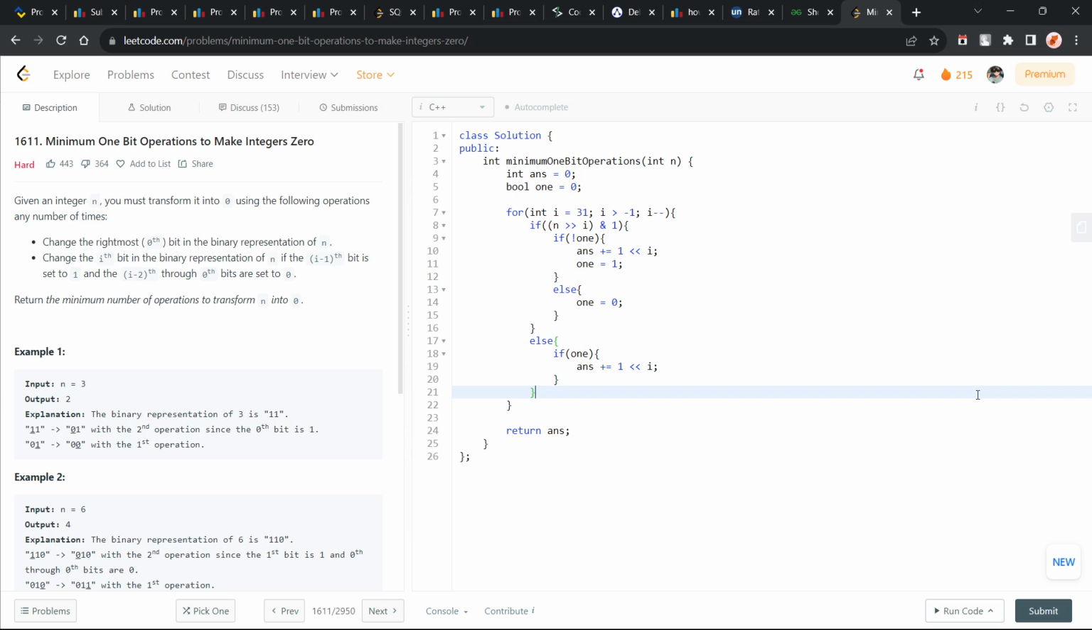So in this video, we are going to discuss the Leetcode problem of the day, and today's problem is Minimum One-Bit Operations to Make Integers Zero, and it is going to be a hard level problem.